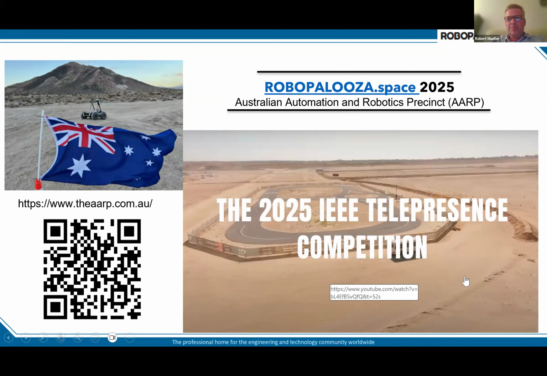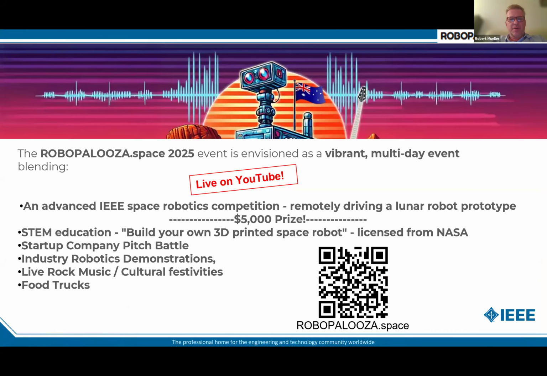So I've got the QR code here, and you can go to their website, the AARP.com. You can learn more about that facility, but that's where we'll be going to have that competition. The competition is one part of the Robopalooza Space Festival, and it will be live on YouTube. The competition has 8 competitors who will run 1 hour each during the second day of the event. The first day of the event will be practice runs. The winning team gets a $5,000 prize to be evenly divided between the competitors.